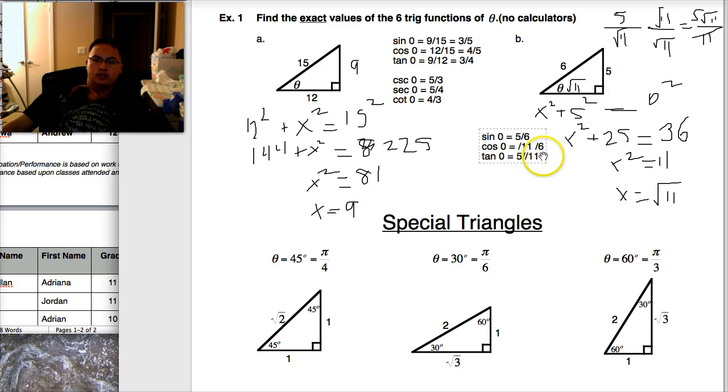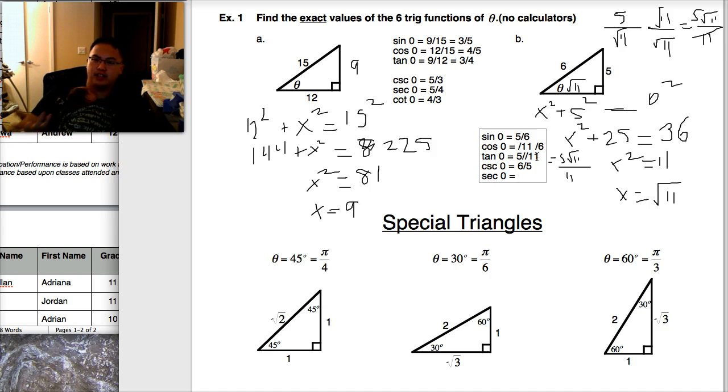So tangent is 5 square root of 11 over 11. Alright. Now, back to the other 3. Remember, if you know these ones, the other 3 are very simple. Cosecant is just sine flipped, so 6 over 5. Secant is just cosine flipped, so 6 over the square root of 11.